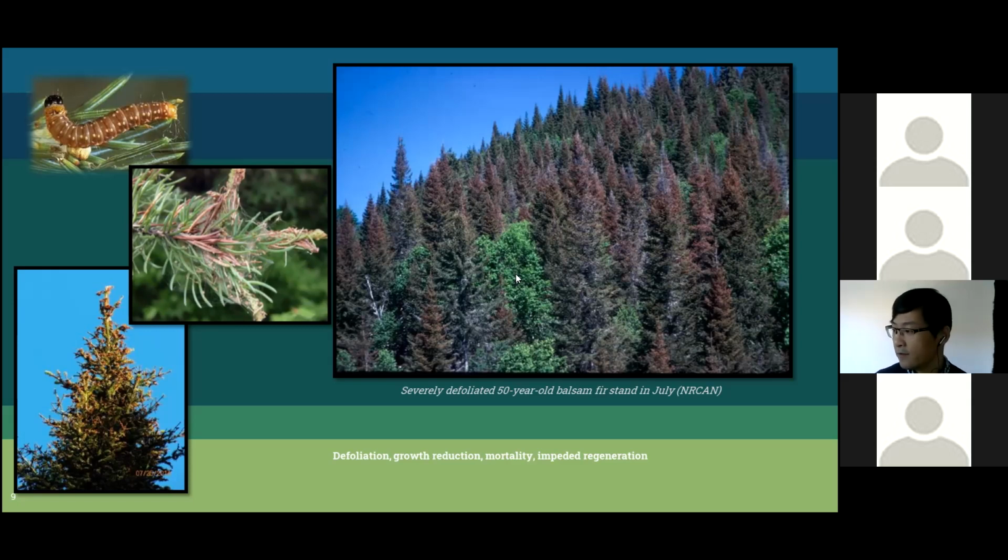And at the stem level, you can see that trees are just changing colors, and the defoliation is what they do directly to the trees and to the stands. Then the trees suffering from that will go through growth reduction. They will have mortality, and also regeneration and cone production will be affected.